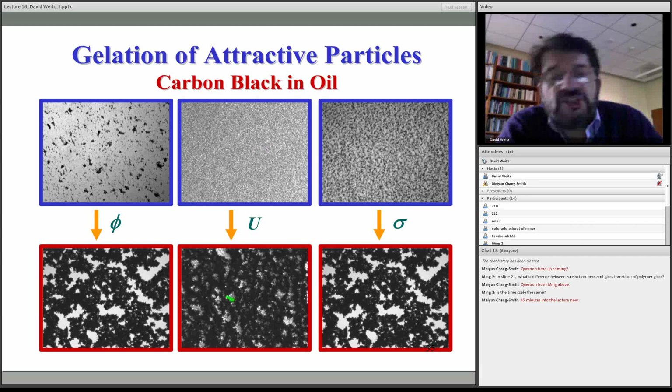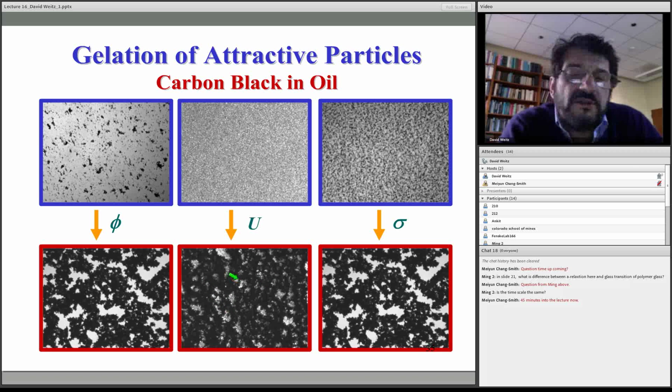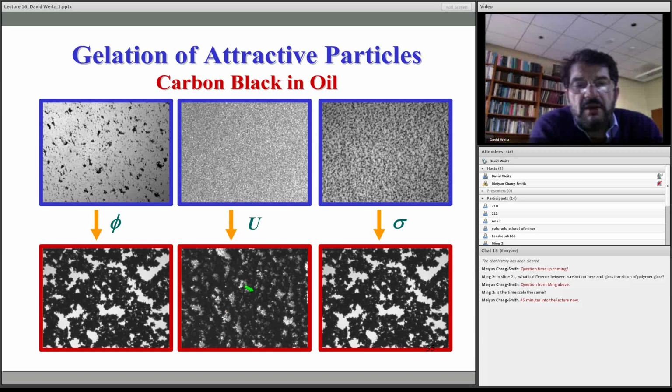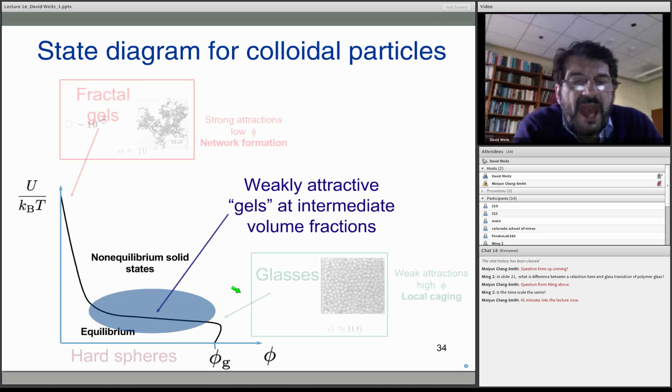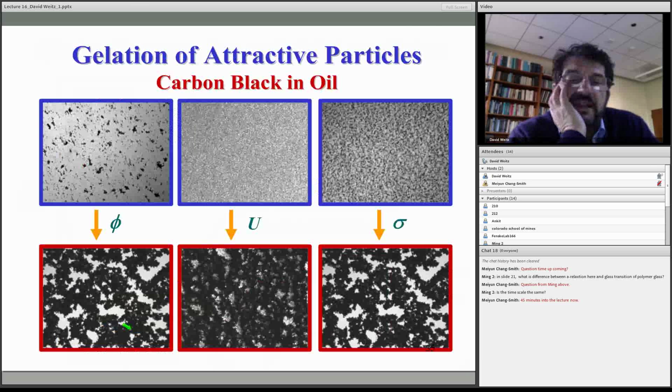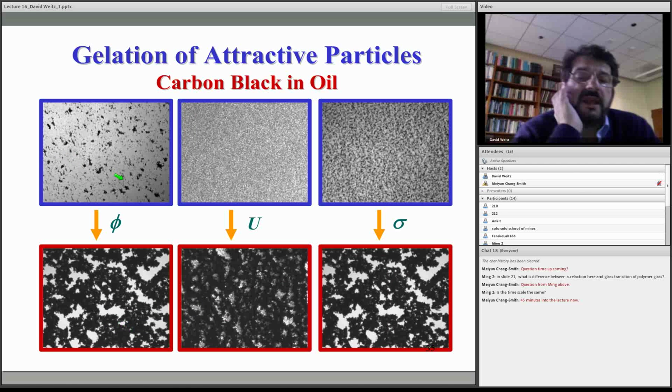And in this regime, just by looking at it, I can tell you that it's more or less a solid by now, that you've gone into this jammed state, into this non-equilibrium state. So you've gone in this direction, and you've gone from the case where they're an equilibrium fluid to a gel, a solid gel. Here they're an equilibrium fluid, and here they become a solid gel.